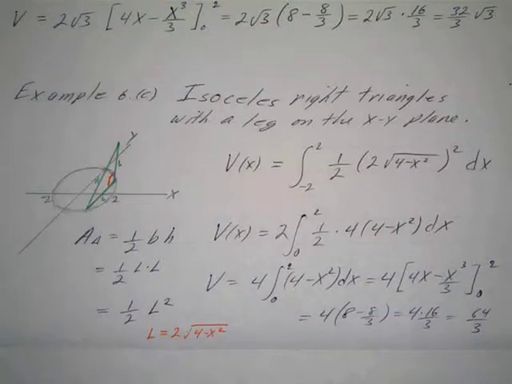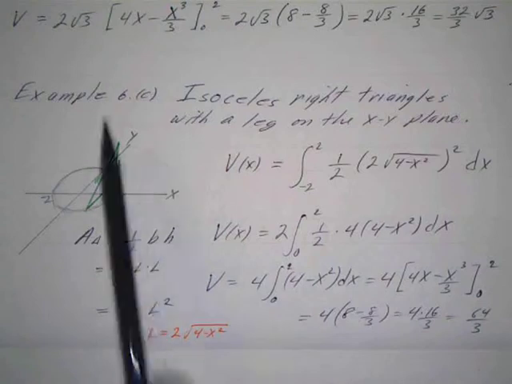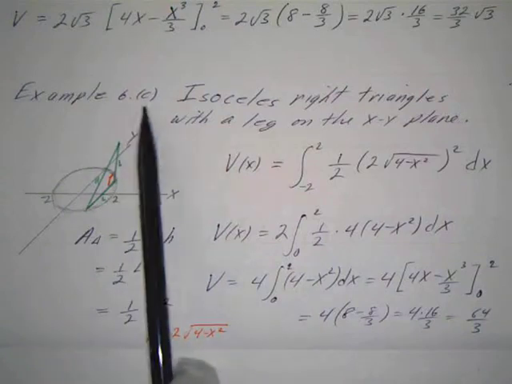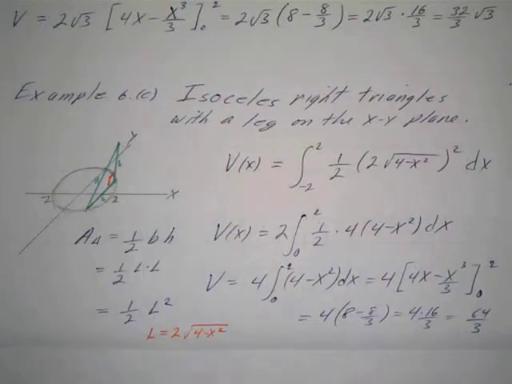Okay, another known cross-section that I've seen used, or that we use once in a while, are isosceles right triangles with a leg on the xy plane. So I drew a sketch over here. And again, this is example 6C, so we're using the same basic setup as example 6, except we're going to talk about an isosceles right triangle rather than a square.